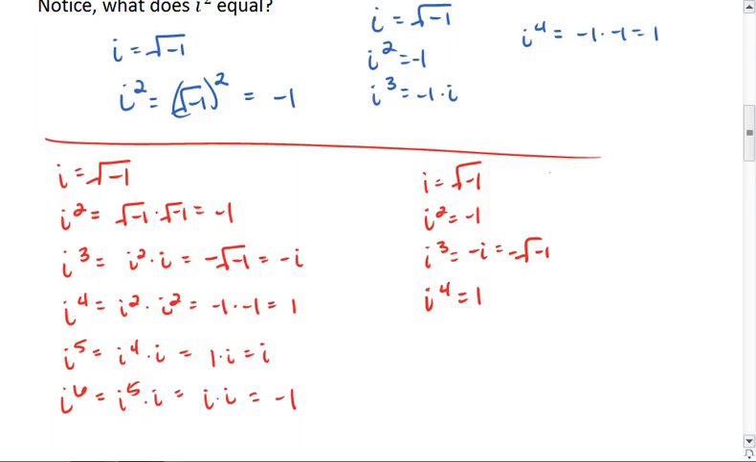So i to the fifth is the same as i, i to the sixth is the same as i squared, i to the seventh is the same as i cubed, i to the eighth is the same as i to the fourth. i to the ninth is the same as i, i to the 10th is the same as i squared, i to the 11th is the same as i cubed, i to the 12th is the same as i to the 4th.